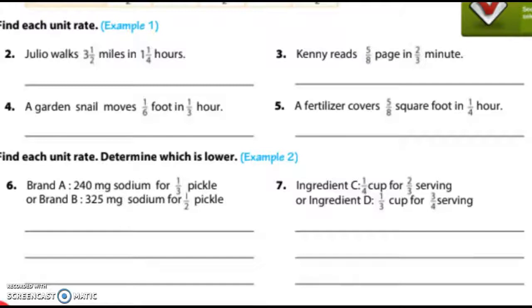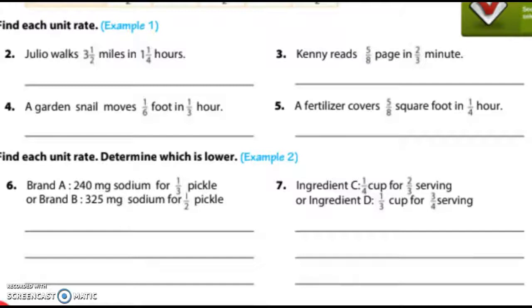So if you notice there, brand A is a brand of pickles, it looks to be. Brand B is also a brand of pickles. I'm trying to determine which one has a lower sodium content. If I know that brand A has 240 milligrams of sodium for 1/3 of a pickle, and then brand B, it looks to be, has 325 milligrams of sodium for 1/2 of a pickle. Which one is going to have a lower sodium content?